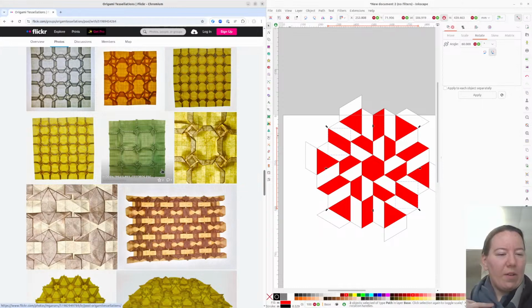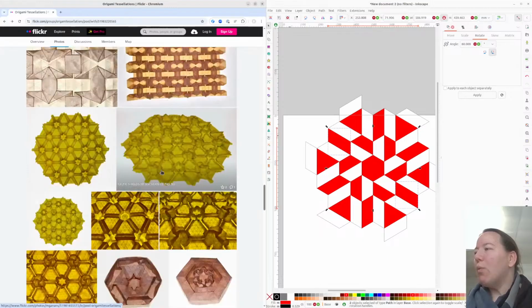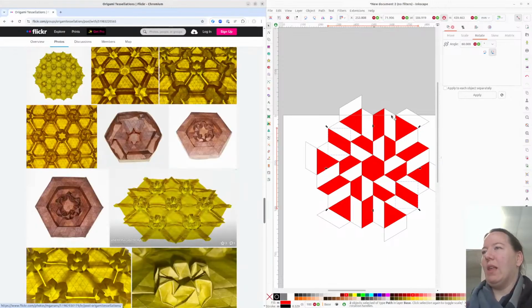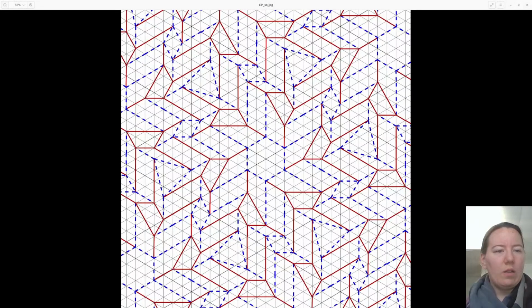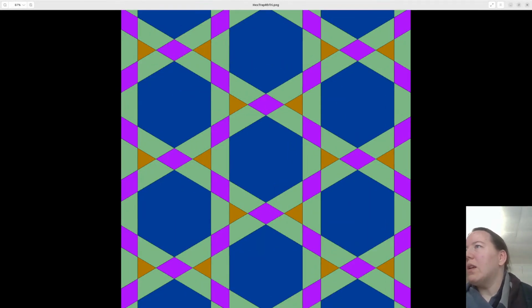Okay, so the question is, how am I doing the tiling? When I'm looking at the tiling, I'm trying to figure out, and I'll bring back our original crease pattern and tiling.